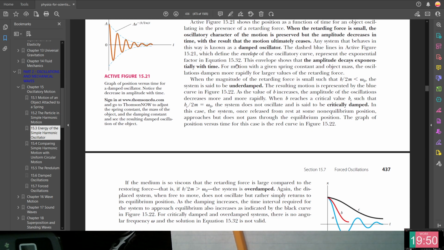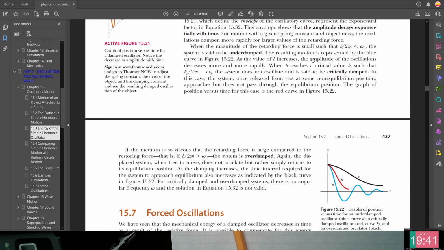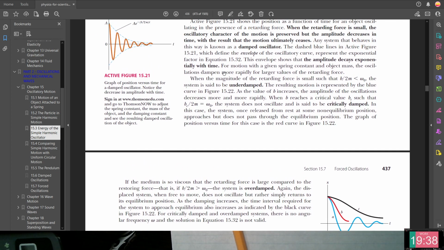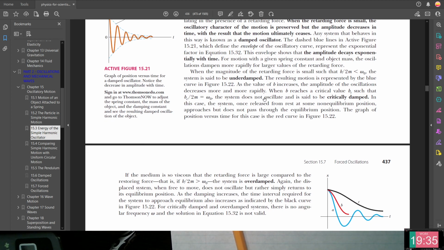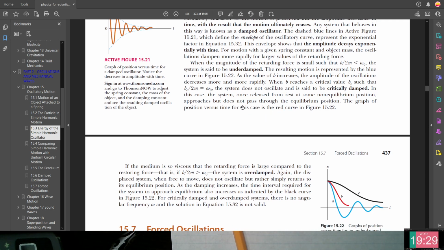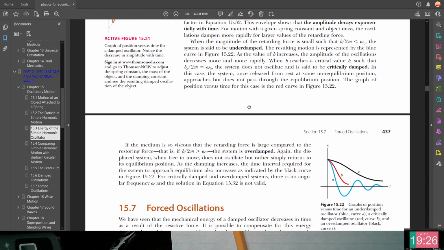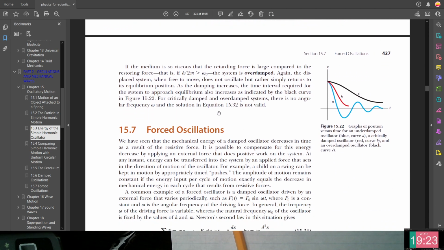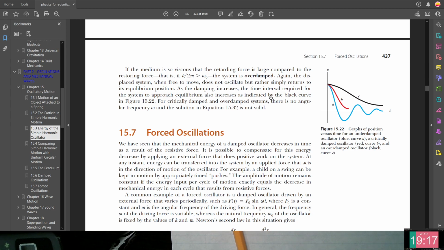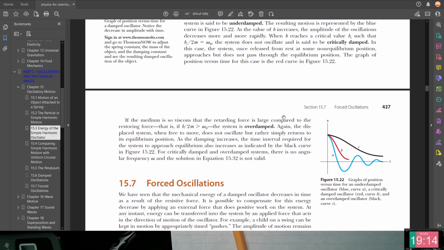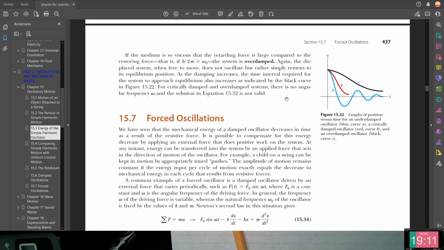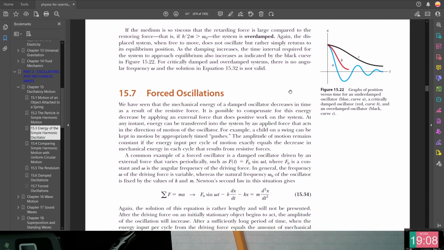When the magnitude is small such that b over 2m is less than omega 0, the system is said to be underdamped. The resulting motion is represented by the blue curve in the figure. When b reaches a critical value such that the motion does not oscillate, the system is said to be critically damped. So basically, eventually, when you boing a spring, it just stops moving. That's what they're talking about. If the medium is so viscous that the force is large, the system is overdamped. Damn, I have to write this down. Rather, it simply returns to its equilibrium position.